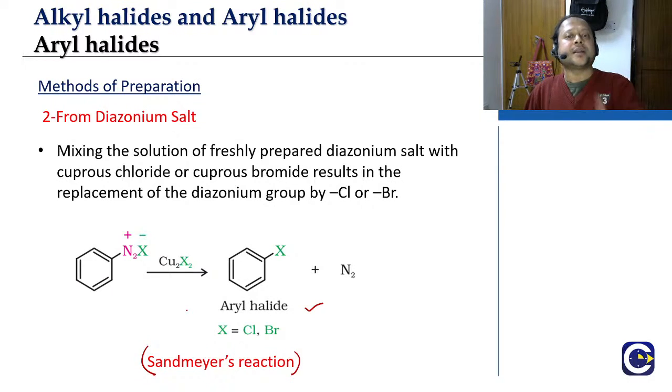Now there is an alternative to this reaction also. In place of this, if you use copper powder and the respective halo acid, then also the same output is obtained, and that is your Gattermann reaction. We will talk about that also here. I hope till here everything is clear.